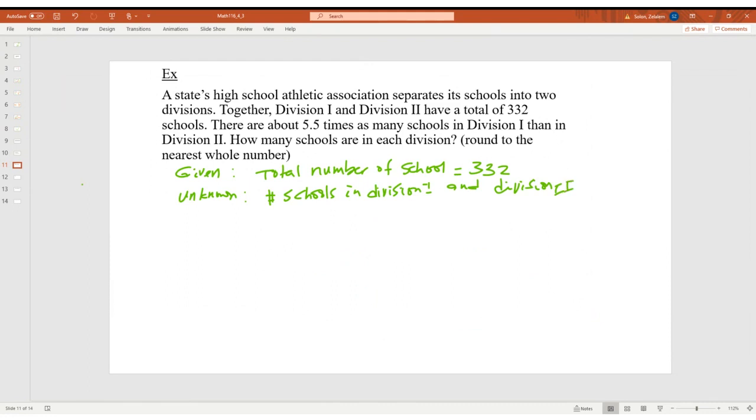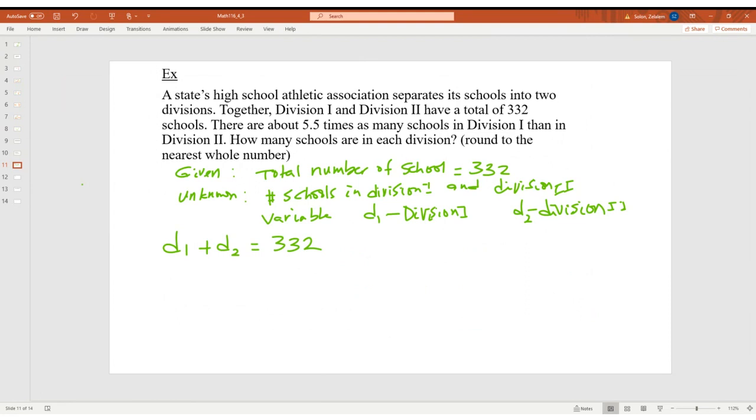So we have to assign variables. You can say X is Division 1, Y is Division 2. But I can also use D1 for Division 1 and D2 for Division 2. That way, I will not be confused when I solve the problem. Now, the first equation: Division 1 plus Division 2 is 332. So the number of schools in Division 1 plus the number of schools in Division 2 is 332.